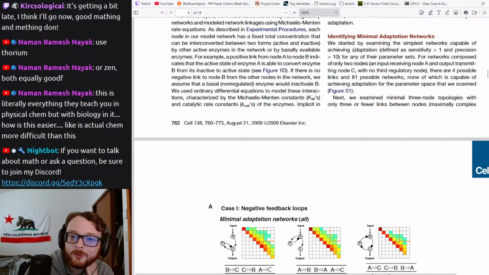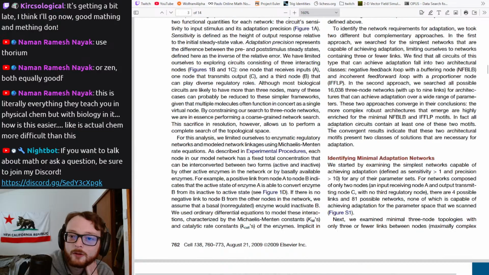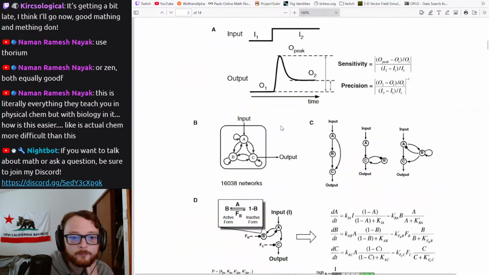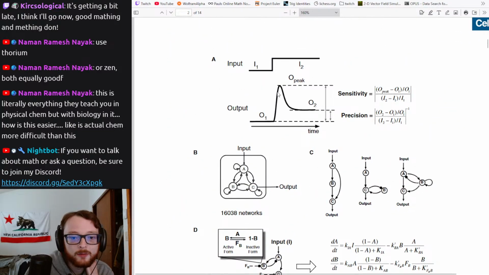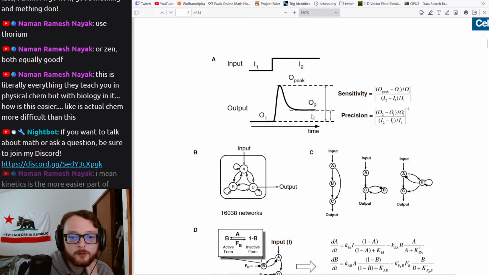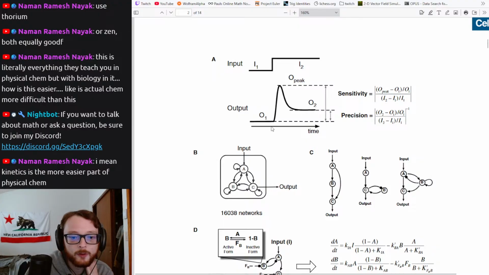So they define adaptation as sensitivity more than 1 and precision more than 10. The sensitivity is how big this spike is, and then the precision is, once it levels out, the distance from the new status quo compared to the old status quo.